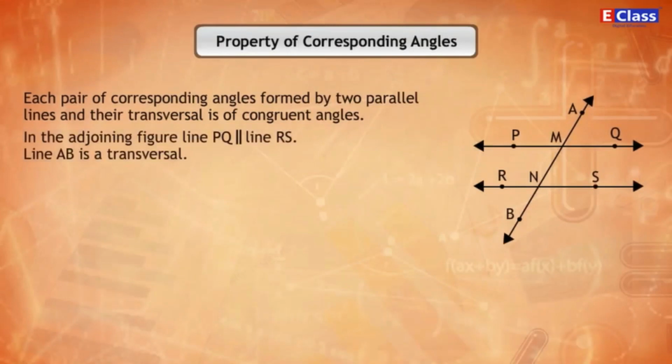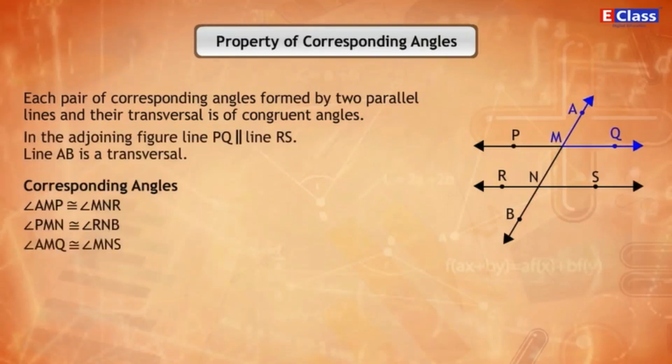In the adjoining figure, line PQ is parallel to line RS. Line AB is a transversal. Corresponding angles. Angle AMP is congruent to angle MNR. Angle PMN is congruent to angle RNB. Angle AMQ is congruent to angle MNS. Angle QMN is congruent to angle SNB.